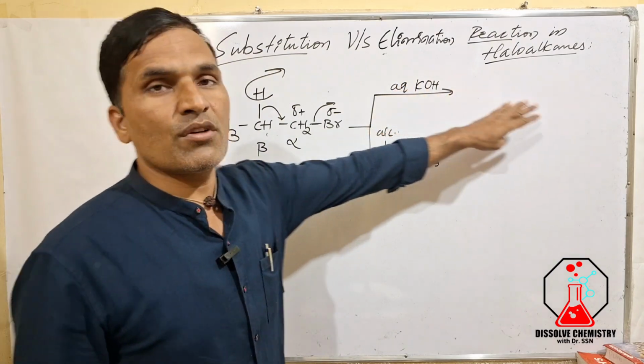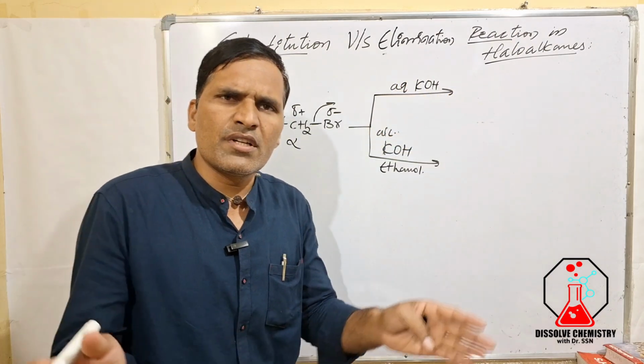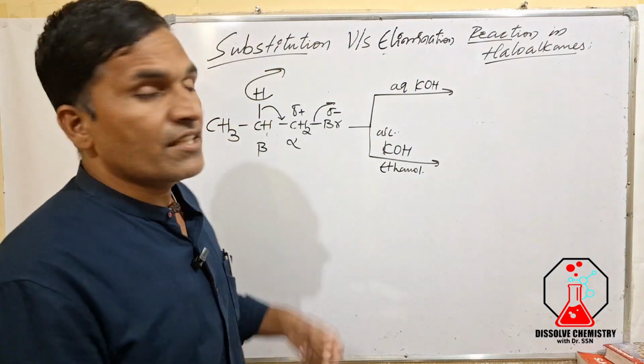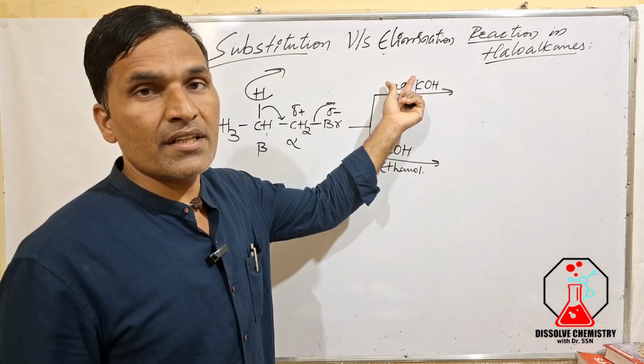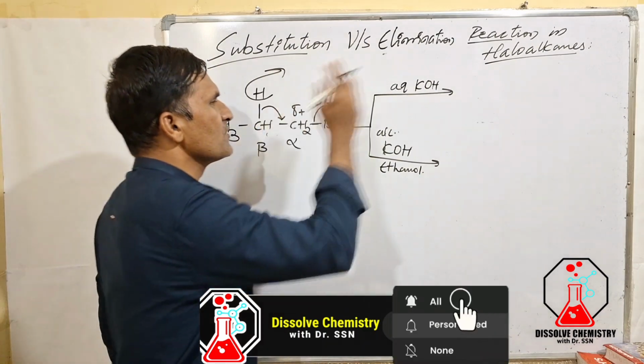If it is aqueous KOH, your product is propanol. So how does it differ, even though the reagent is the same? That difference is made by the solvent. Here it is water, here it is alcohol. We will see that in detail.